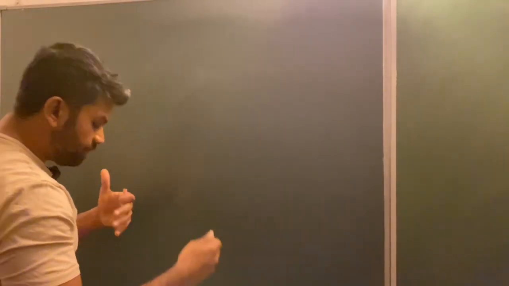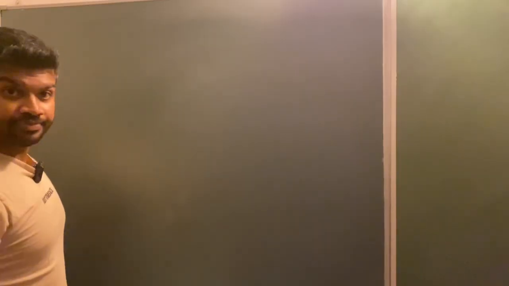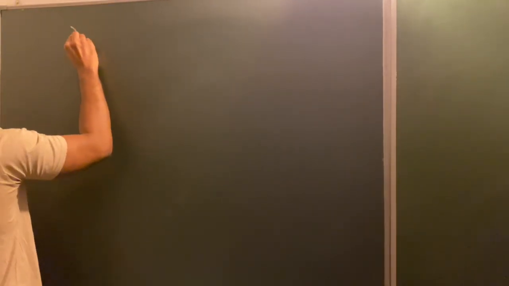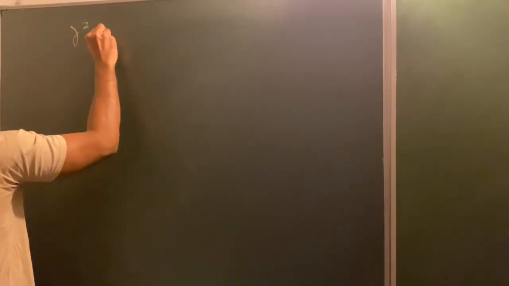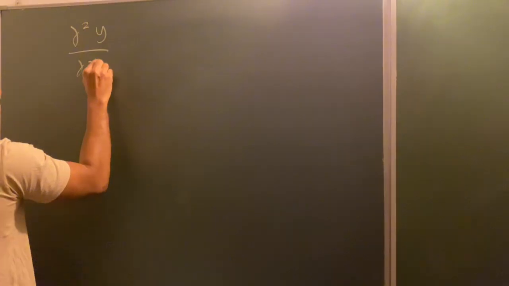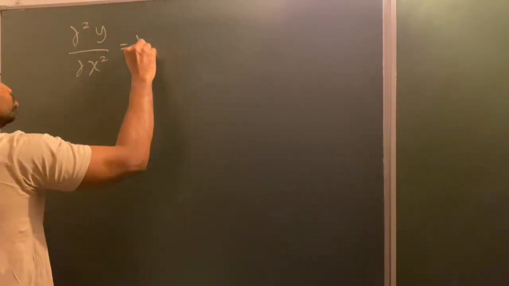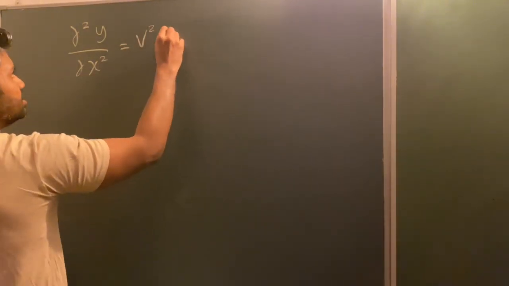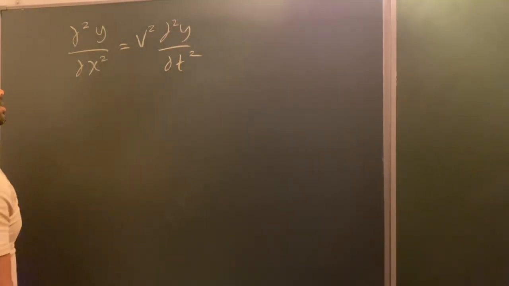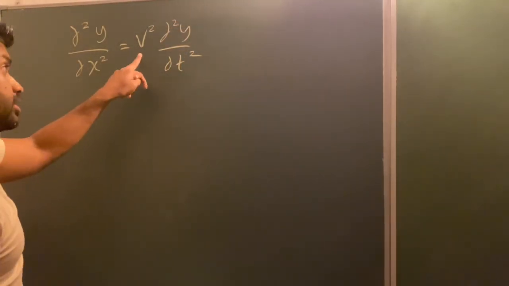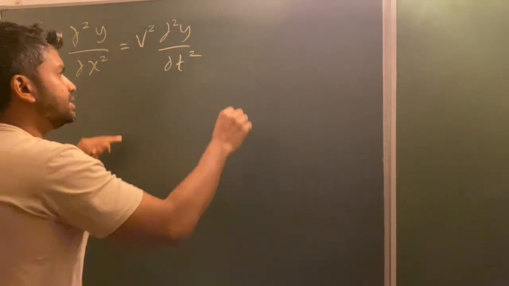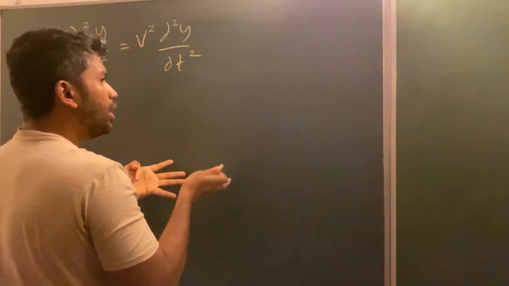Classical wave equation. In my previous video, I derived the classical wave equation. It looks like this: delta squared y over delta x squared is equal to v squared times delta squared y over delta t squared. Basically, v represents the velocity of the wave, and y is the y displacement.